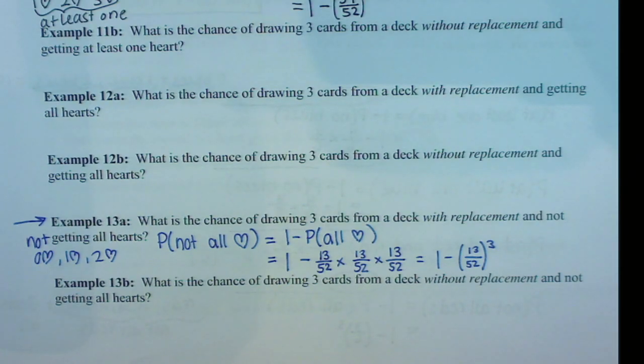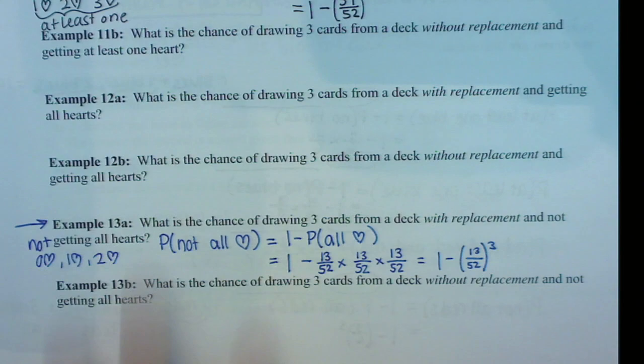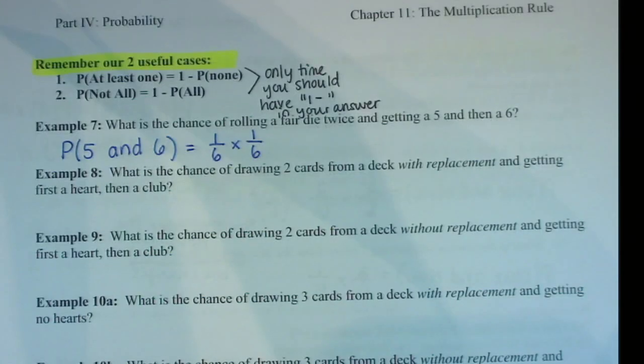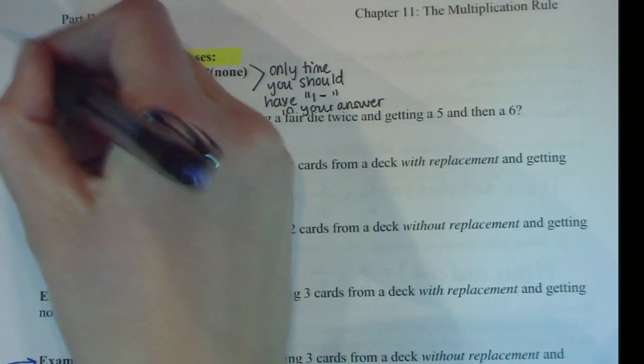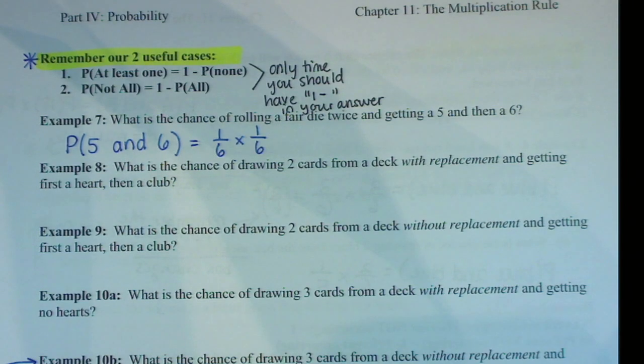Okay. So that's kind of the gist of these probability questions. So the only time, all of you guys on the test, when you see the test, the only time you're going to circle an answer that has 1 minus in it is if the question says at least 1 or not all. If not, you can go ahead and calculate the probability directly using the multiplication rule like we did for 10b. So these are the 2 special cases where it's easier to look at the opposite chance.